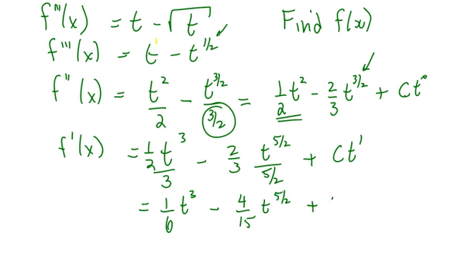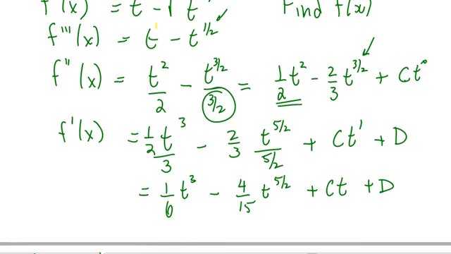plus ct. Doing this one, I've got to introduce another constant. I forgot that again, but I don't want to use c because it's not necessarily the same constant, so I'm going to use capital D here. So every time I take the antiderivative, I've got to remember that I have to add a constant. It's called the constant of integration.